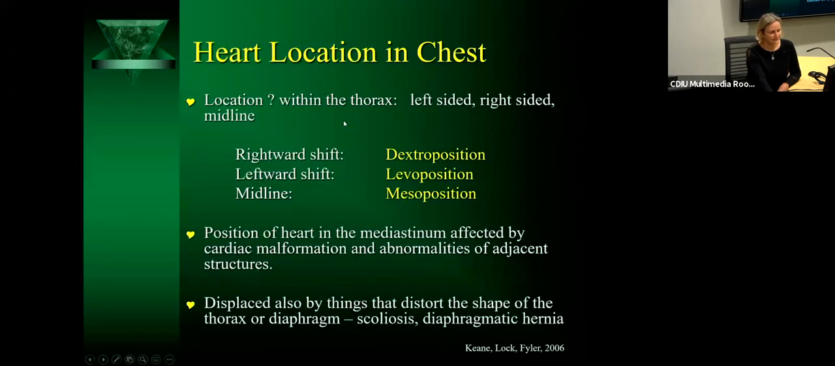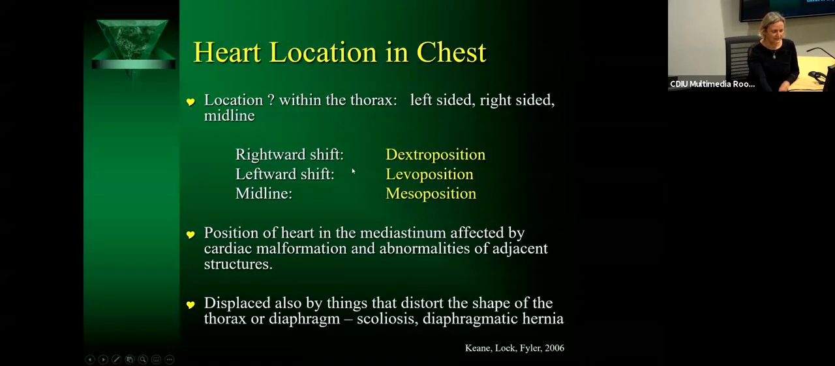So when we're looking at the heart location in the chest, within the thorax, is it left-sided, right-sided, or midline? So we're looking at dextroposition versus dextrocardia. Dextrocardia is talking about which way the apex is pointing. Dextroposition is where the heart is in the thoracic cavity. So if the heart were shifted to the right, that would be dextroposition. If it were shifted to the left, then it's levoposition. If it were more midline, mesoposition.